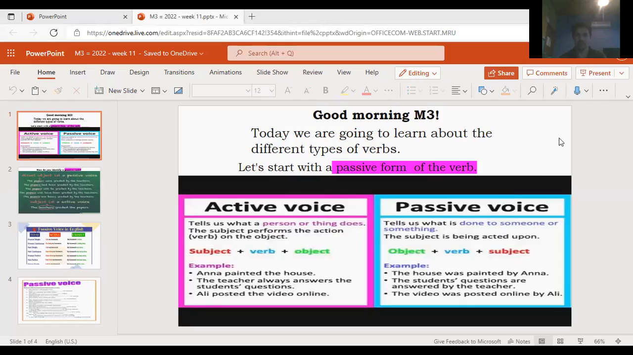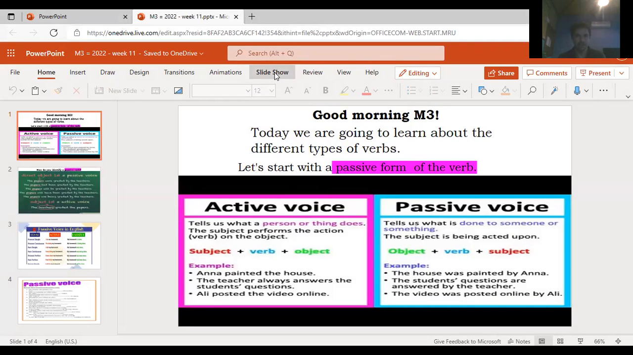And today we're going to learn about the different types of verbs. Okay, verb tenses. So let me get to sharing my screen. Sharing screen. Let's make it a bit bigger. Slideshow again from the beginning.